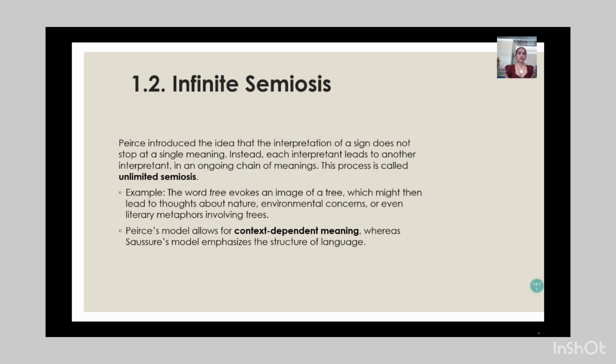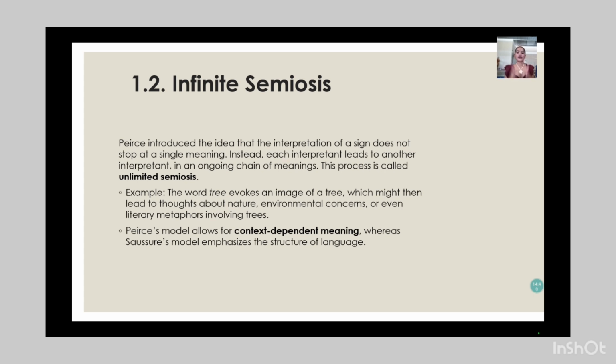Next, we're going to discuss infinite semiosis. It falls in the Peircean model. Peirce introduced the idea that the interpretation of a sign does not stop at a single meaning. Instead, each interpretant leads to another interpretant in an ongoing chain of meaning. This process is called unlimited semiosis.